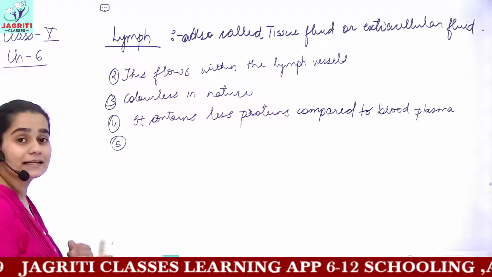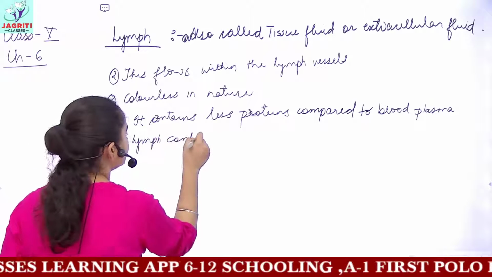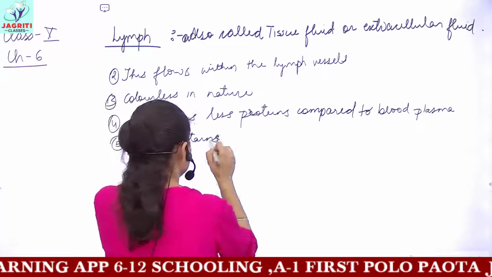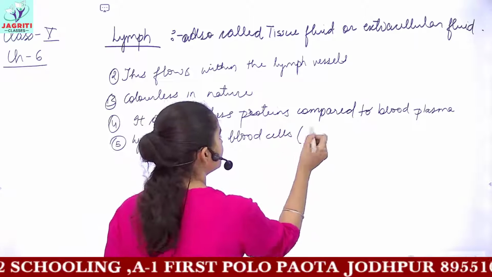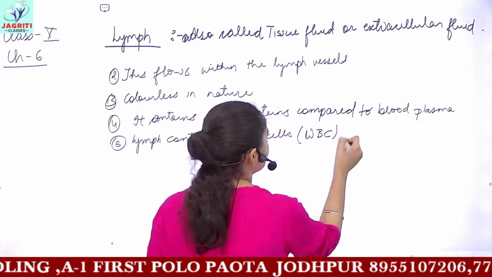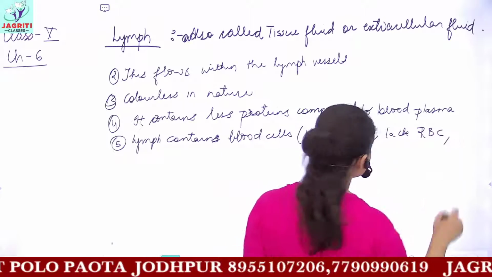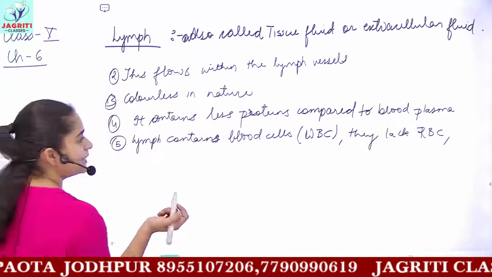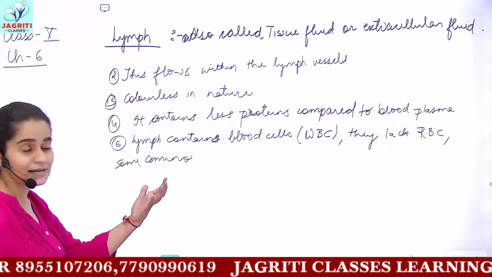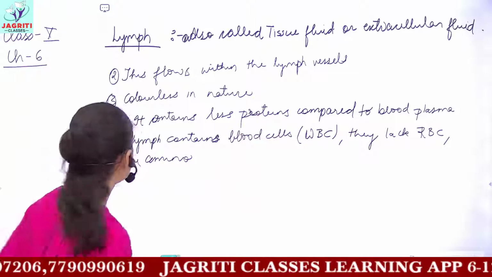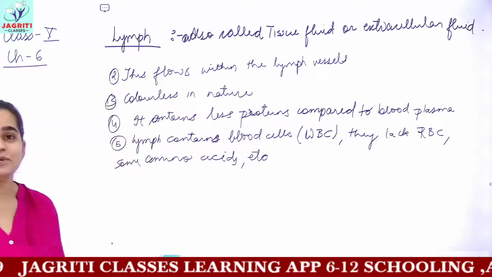And what is the difference in composition? We say that lymph contains blood cells, mainly WBCs. Then you can say that they lack RBCs. RBCs are not present in lymph. And then lymph contains many other things, like some amino acids are present. And these amino acids are responsible for the formation of proteins. Some amino acids, etc. So this is a brief introduction of lymph.